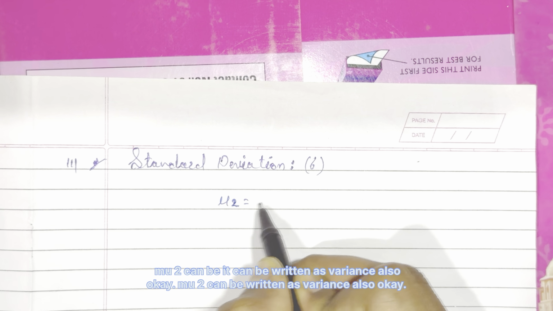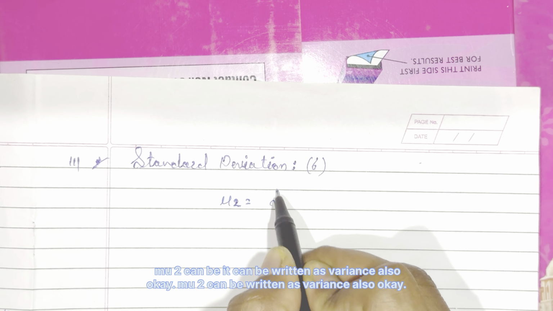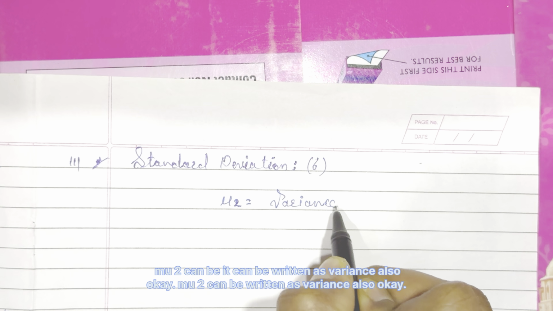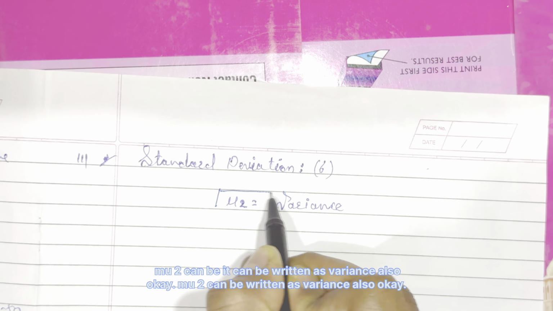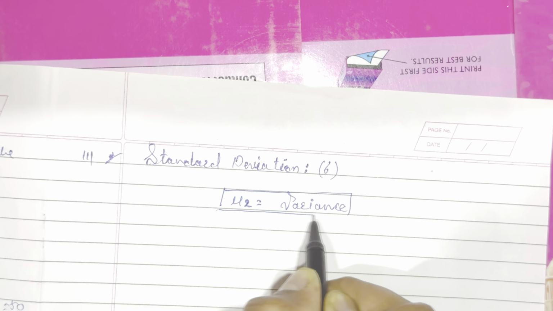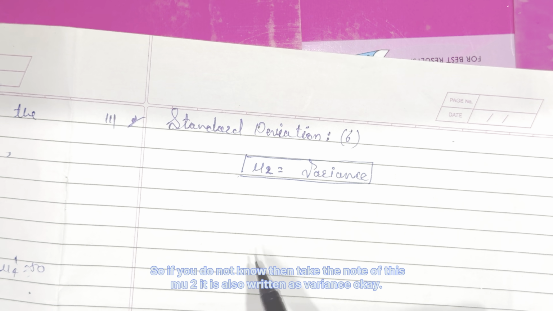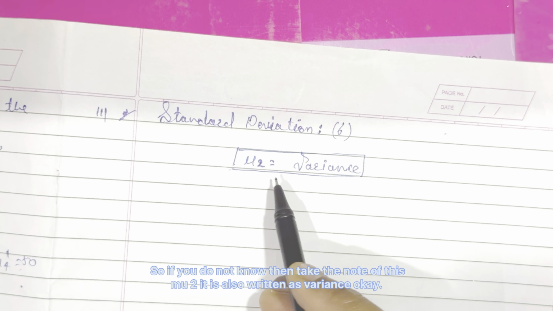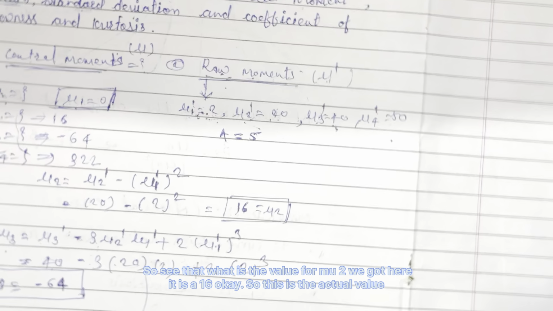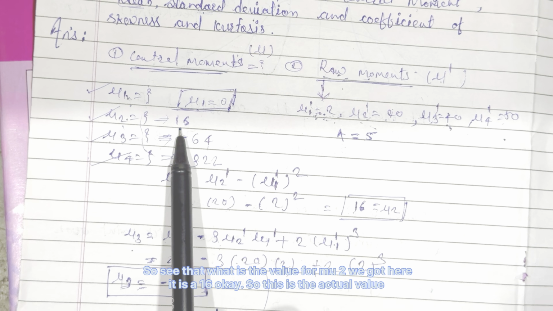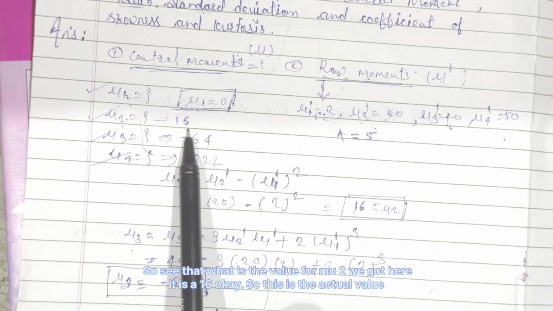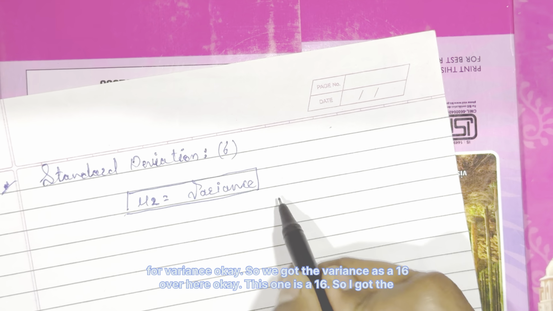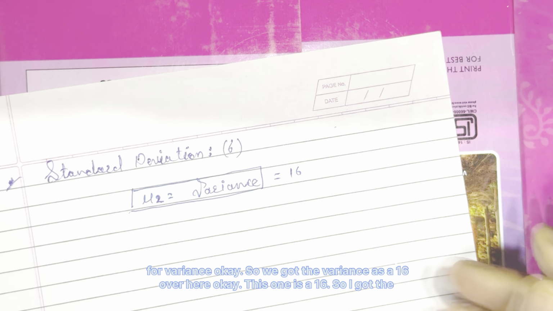mu2 can be written as variance also. If you don't know, then take note that mu2 is also written as variance. The value for mu2 we got here is 16, so this is the actual value of the variance. We got the variance as 16.